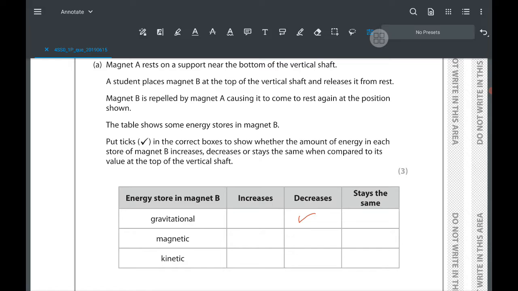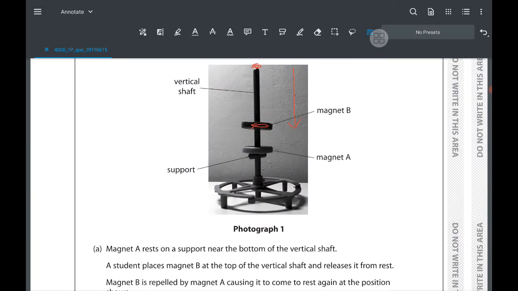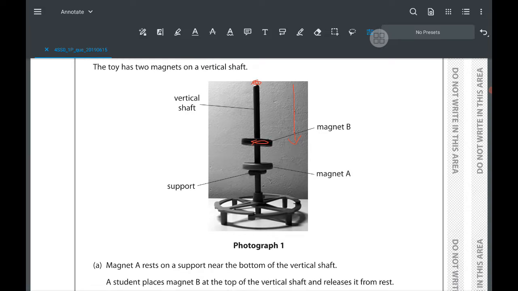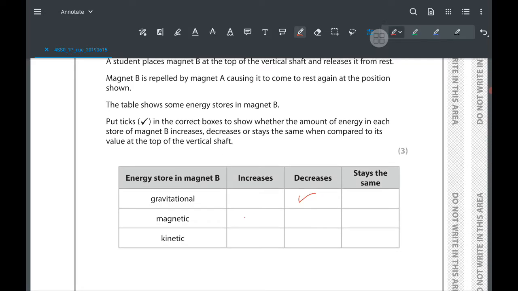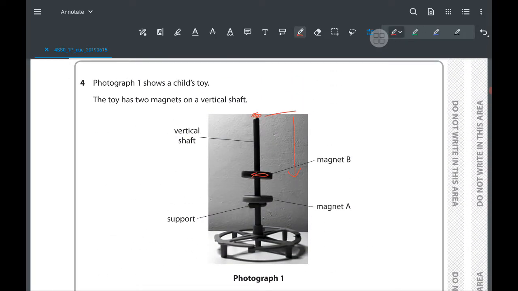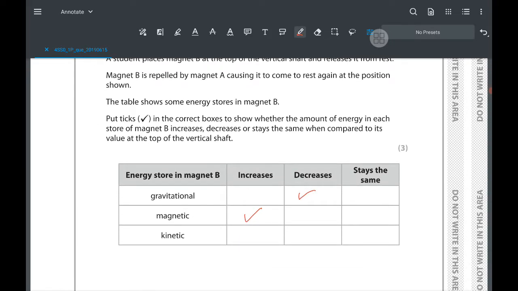Second one, magnetic energy. Now when it is kept at this point, the magnetic energy is less, but when it is closer to magnet A, definitely it is increasing. Next one, we will look at this point. The speed is 0 because it's dropped, or it's left at rest. It's just moving due to the gravitational force. So here v equals 0, and once it reaches this point also v is going to be 0. Because of that we can say the kinetic energy is not changing, it stays the same.